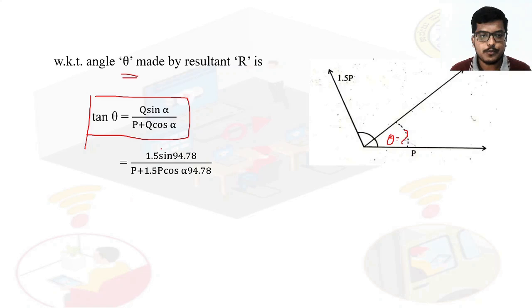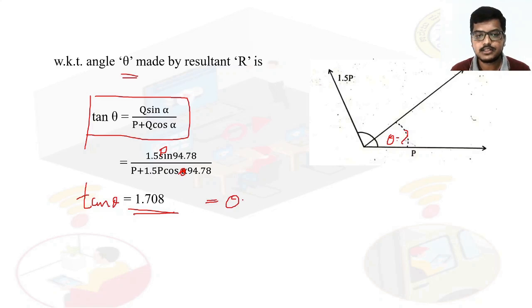Correct? Now Q is equal to 1.5P, so sin 94.78 times 1.5P, and P plus 1.5P cos 94.78. So when we simplify that, we get the value of tan theta as 1.708. Once we get this value of tan theta, what is the theta value?